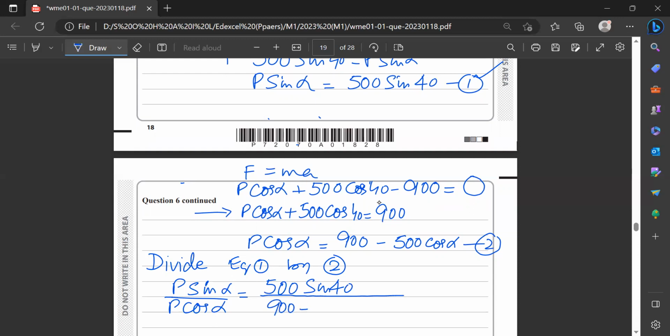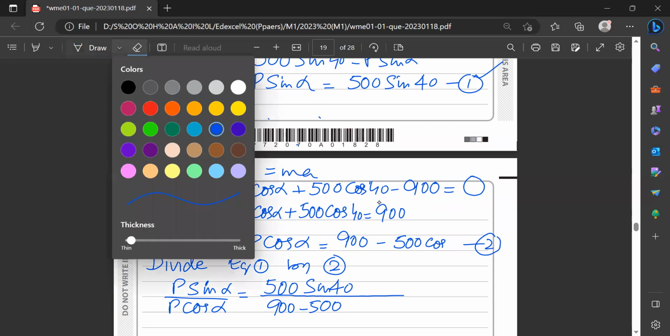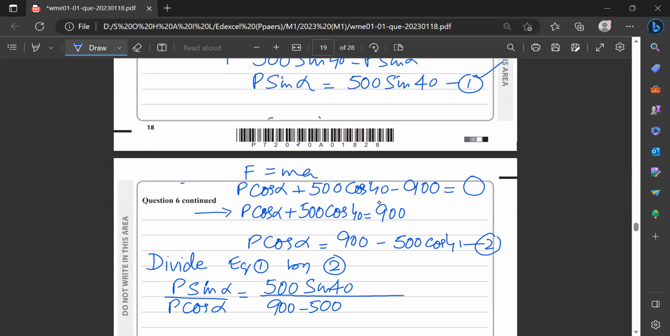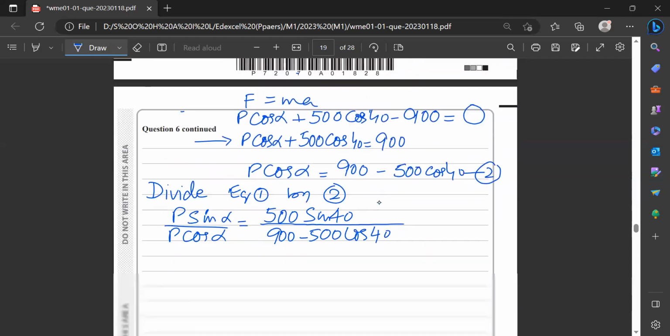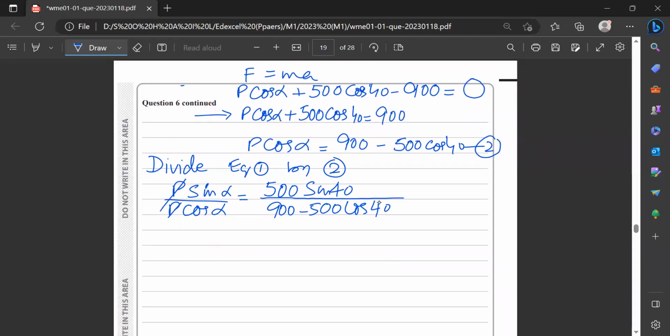900 minus 500 cos of 40. So this goes with this. We have tan of alpha equals, let us calculate the right-hand side, 500 sine of 40 over 900 minus 500 cos of 40.